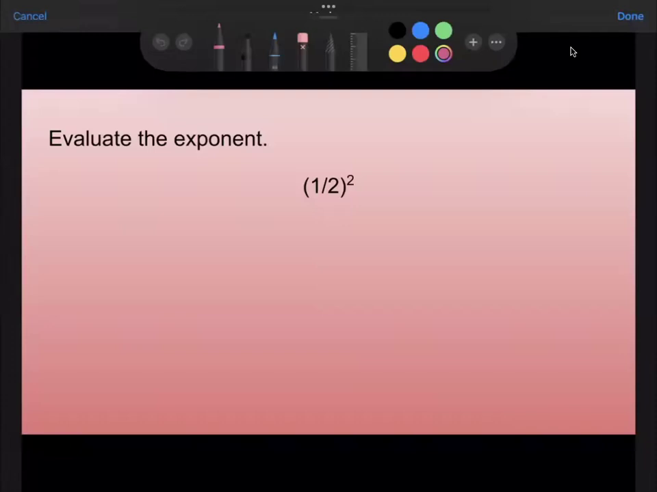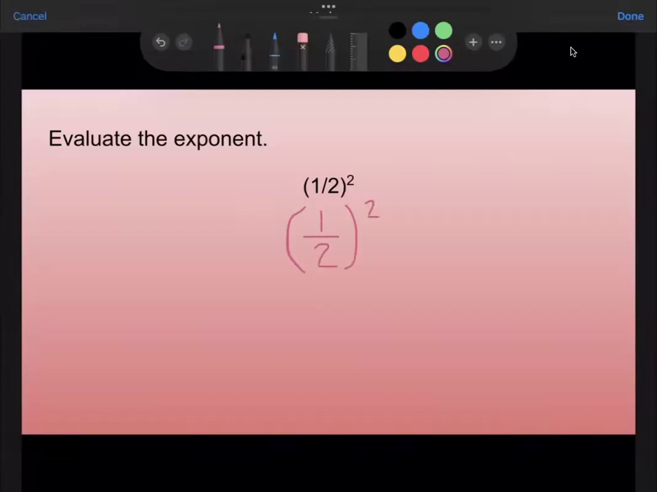Okay, so here's the first one we're going to do. We're going to evaluate this exponent when we have a fraction for a base. I'm going to go ahead and rewrite this so that the denominator and numerator are right on top of each other, wrap it in parentheses, and put the second power. That's just because I prefer to look at it this way. If it doesn't bother you that it's with a slash and on the same line, that's totally fine.